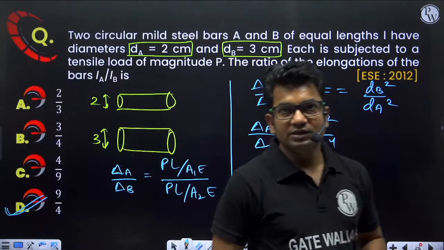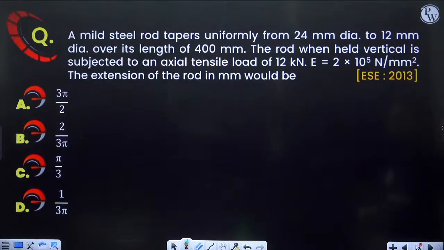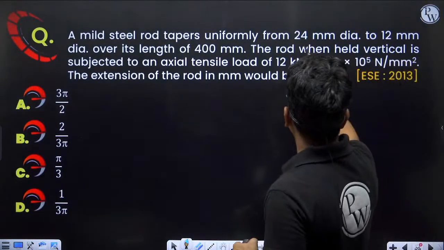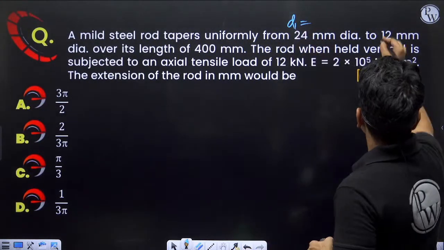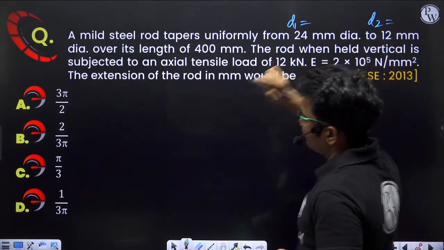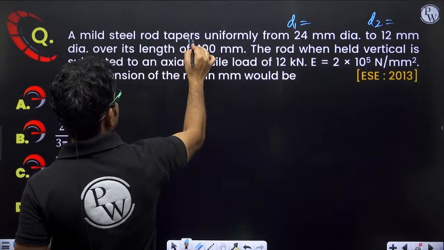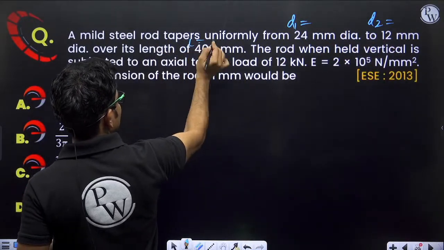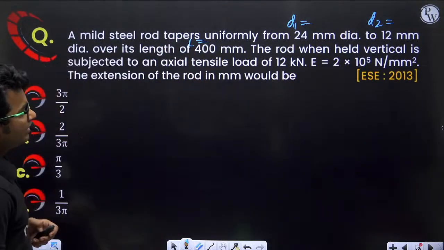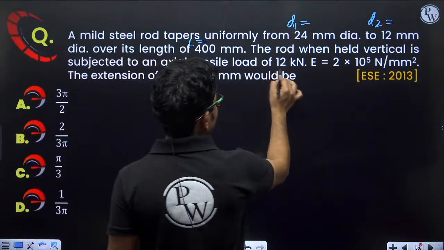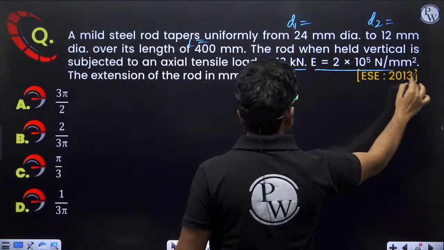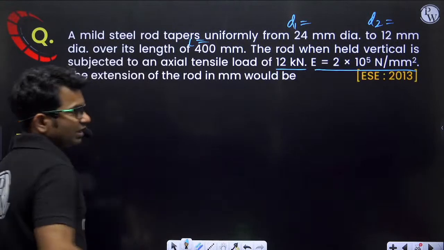Okay, next question. A mild steel rod tapers uniformly from 24 mm diameter. So D1 is equal to 24 mm diameter. D2 is equal to 12 mm diameter over its length of 400 mm. Okay, so this is the length given. The rod, when held vertical, is subjected to an axial tensile load of 12 kilonewton. E is given. Extension of the rod in mm.